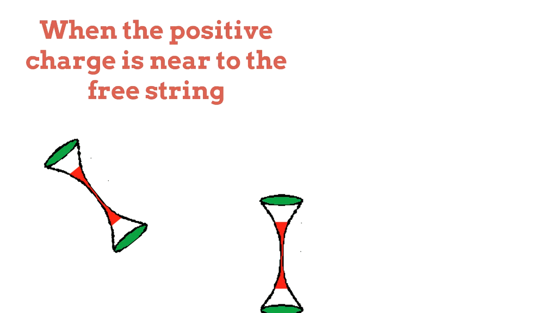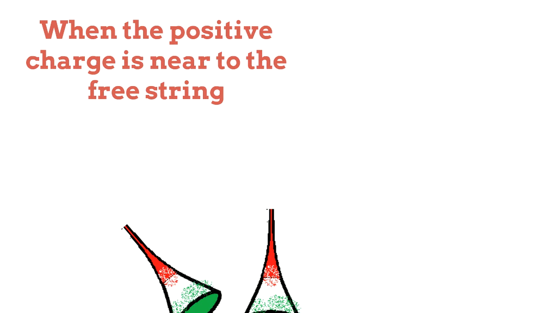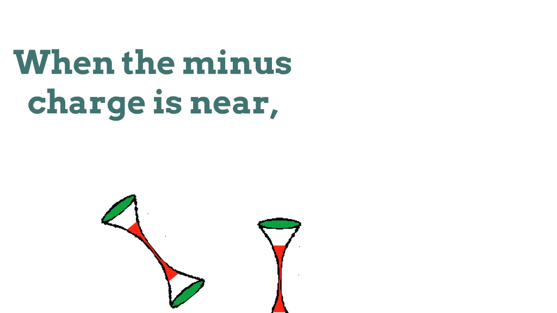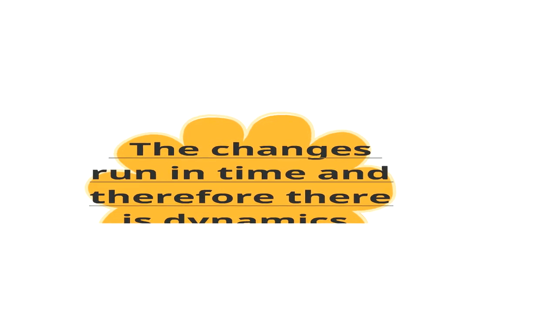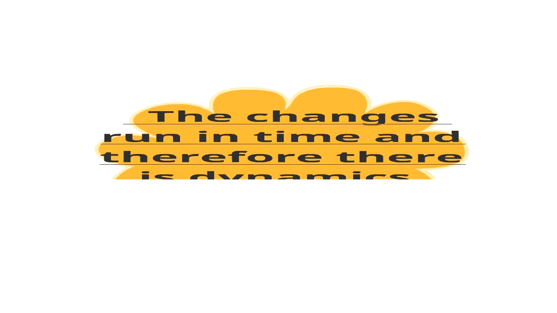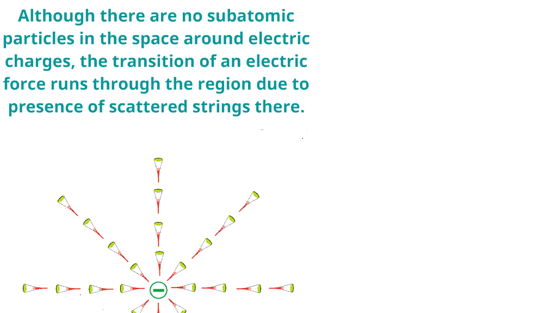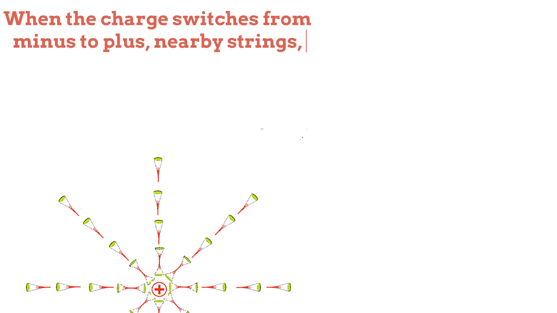When the positive charge is near to the free string, the spinning hourglass switches to the vortex directed by its cone to the charge. When the minus charge is near, the hourglass shape changes to the vortex directed by its stem to the charge. The changes run in time and therefore there is dynamics. Although there are no subatomic particles in the space around electric charges, the transition of an electric force runs through the region due to the presence of scattered strings there. String vortexes, directed by their stems to negative charges, create electric field lines around a negative charge.